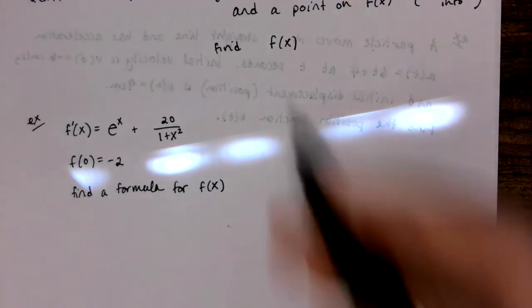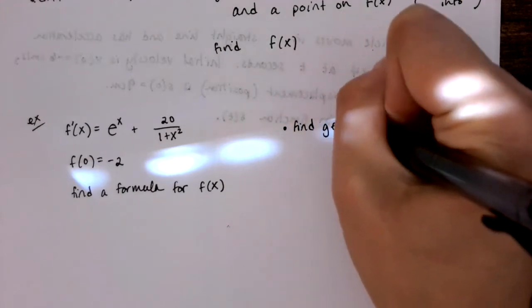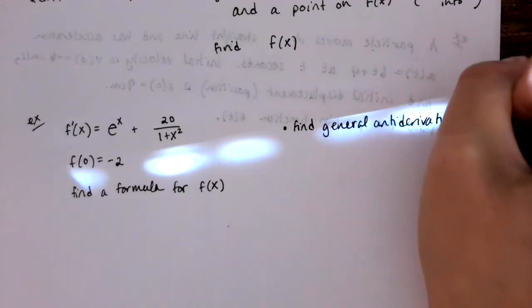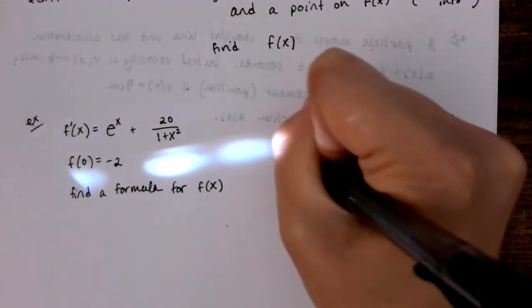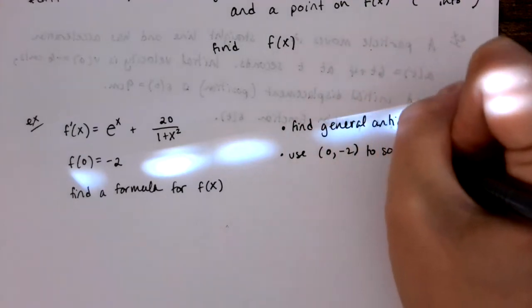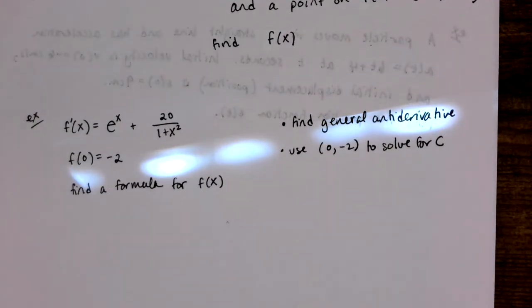So we're going to start by finding the general antiderivative of the function they gave us, and then use the point (0, -2) to solve for the value of c. Those are generally going to be our two steps.